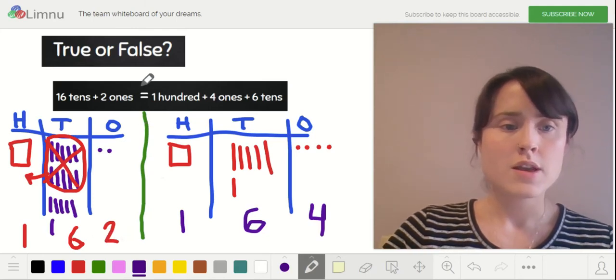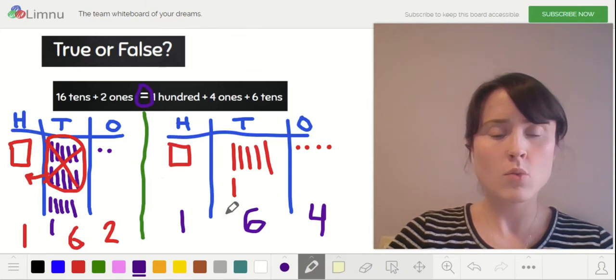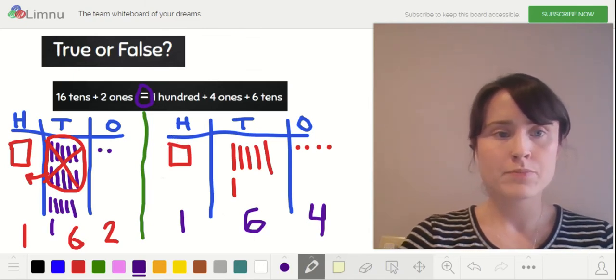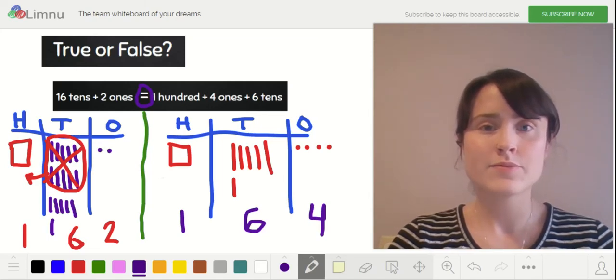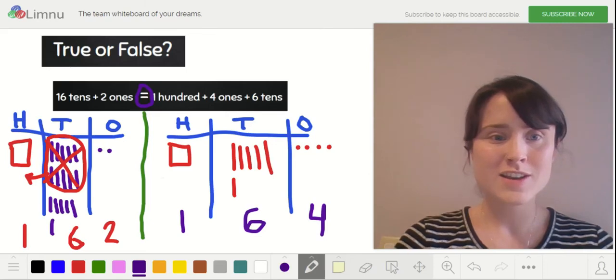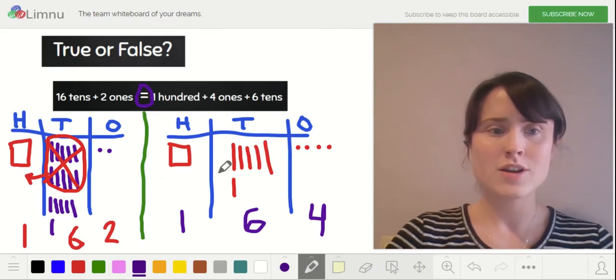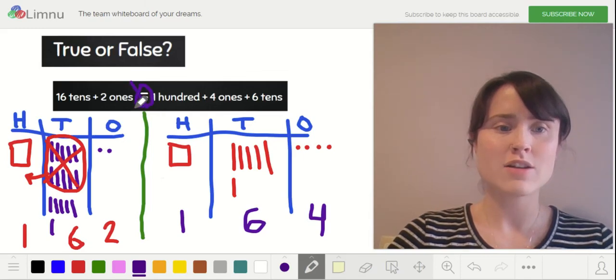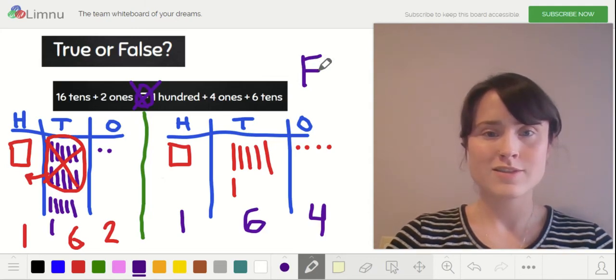162 is equal to, or is the same as, 164. What do you think, friends? True or false? You're right. This is false. It's not equal. Both sides don't have the same value. So you can actually cross out that equal sign and you can write F for false.